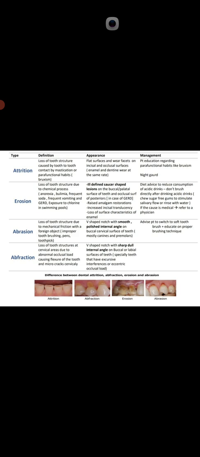It appears on the buccal or palatal surface of teeth, and on the occlusal surface of posterior teeth in case of GERD, gastroesophageal reflux disease. In GERD, there will be involvement of the occlusal surface, but other than GERD, it will be on the buccal or palatal surface of teeth. There is an ill-defined saucer-shaped lesion. If there is an amalgam restoration, there will be a raised amalgam restoration, increased incisal translucency, and loss of surface characteristics of enamel. The surface sheen of enamel will be lost.